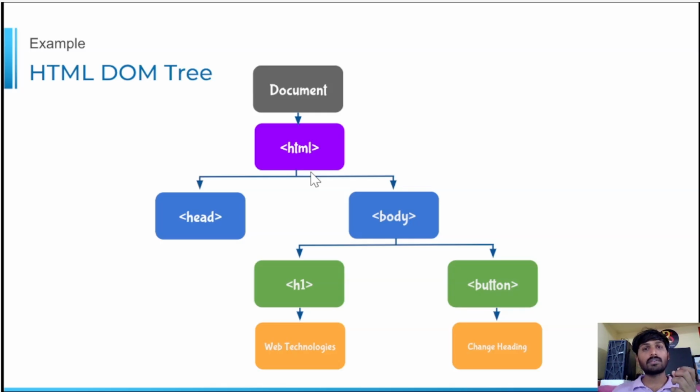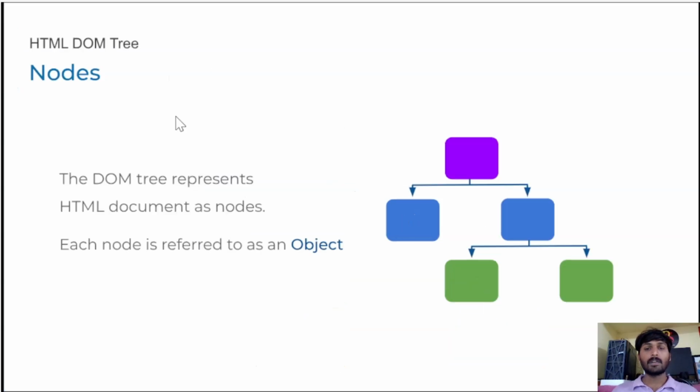The browser allows JavaScript to make any changes in the document, in this DOM tree. JavaScript can change the style, content and structure of this DOM tree. Let's understand what is meant by DOM nodes. These boxes are called nodes or objects.